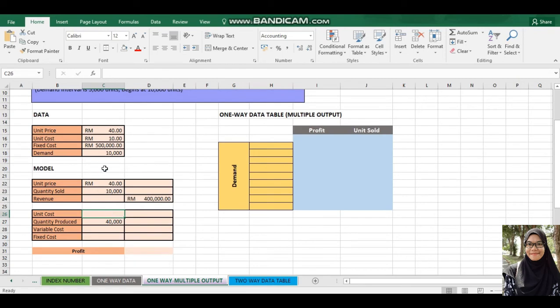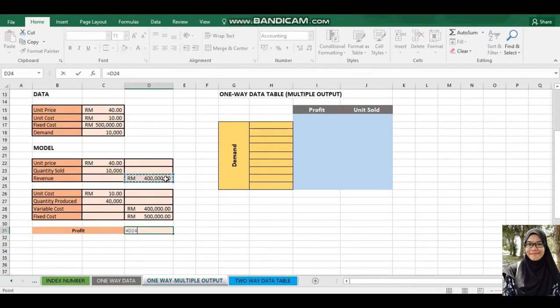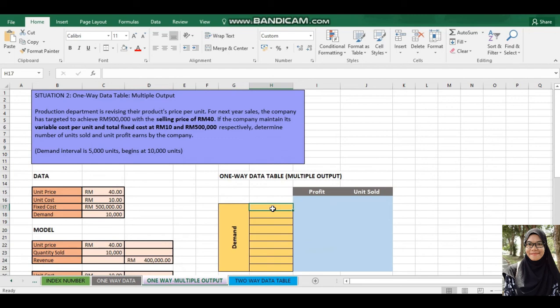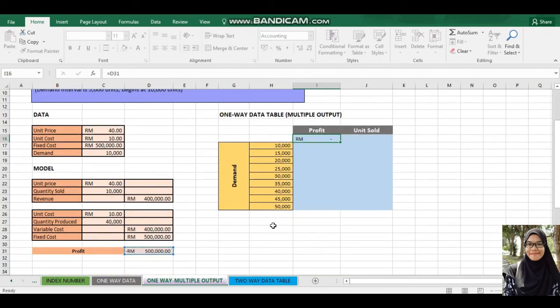And we find the revenue. The formula is unit price times quantity sold, and the answer is 400,000. And for variable cost, the formula is unit cost times quantity produced. And now we calculate the profit with the revenue minus variable cost and fixed cost. And we got the loss of 500,000. And the demand begins at 10,000 units, and it will be increased by 4,000 units. And we will see the changes for the profit and quantity units sold when there is an increase in the demand.